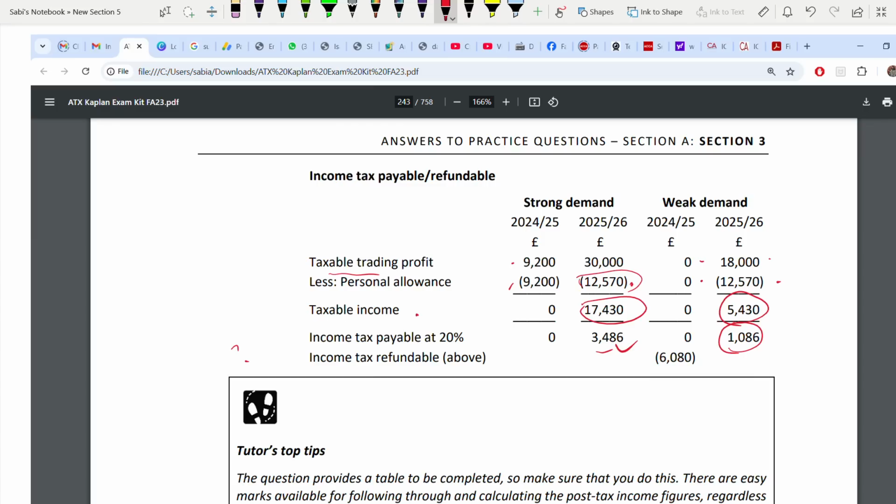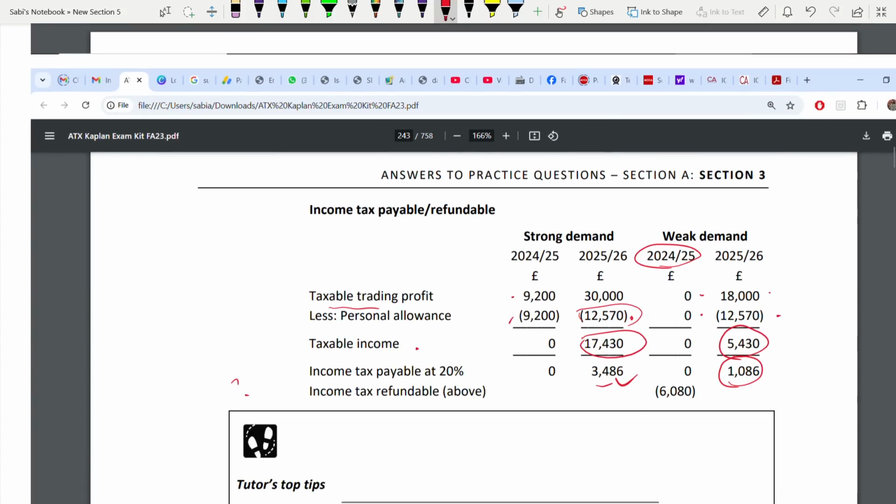In which tax year? You have made the loss in this year. So if you adjust it three years back, 21, 22, you're going to get that refund in this tax year. It will be adjusted here, 24, 25, because this is the time you made the loss of 15,200. Okay.